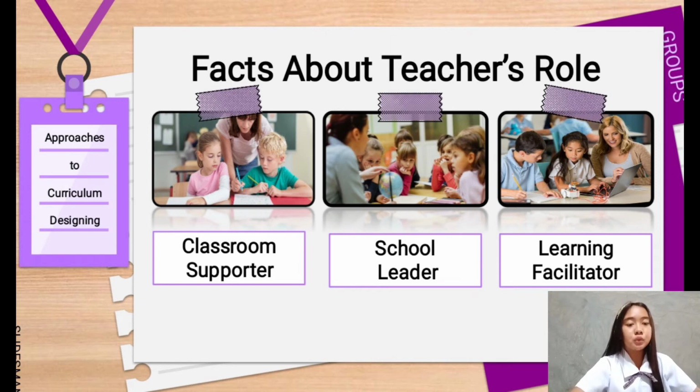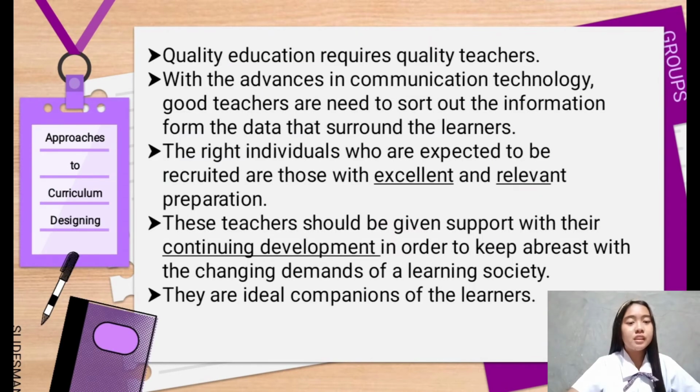Second, being a school leader. In here, a school leader shares the visions of the school, aligns his or her professionals, and shares responsibility for the success of the school. And lastly, a learning facilitator, wherein they facilitate professional learning opportunities for staff members and students, is another role of a teacher leader. Let us now go back to the question, who teaches?